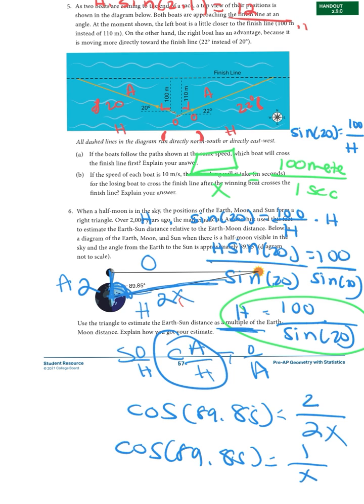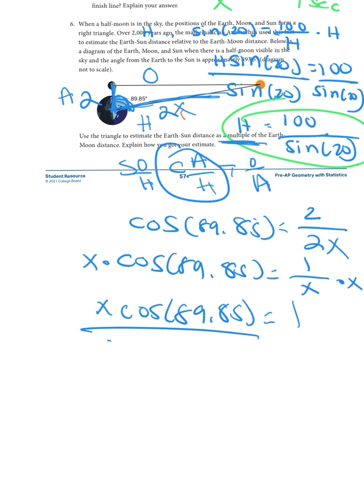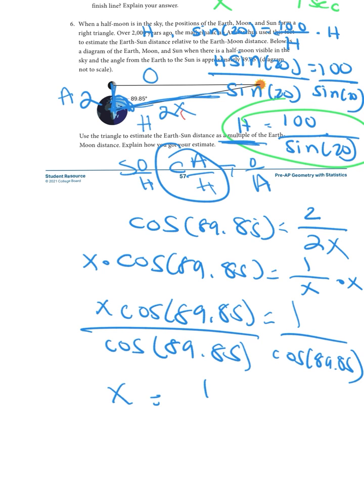And then I solve for x, so multiply by x, multiply by x. So then I get x cosine 89.85 is equal to 1. And then I have to solve for x, so then divide by cosine 89.85. And then I get that x is equal to 1 over cosine 89.85. And I'll let you compute that, and that's your answer, okay?